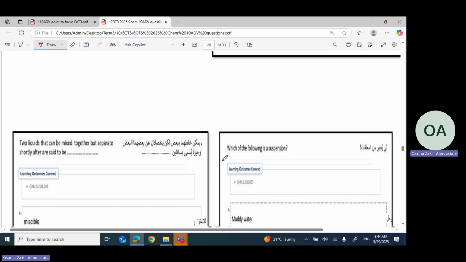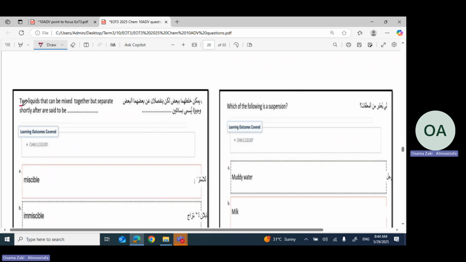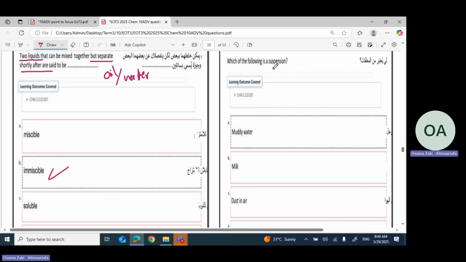Here, what do we have? We have two liquids. They can be mixed together, but they separate, like oil and water. You can mix oil and water together, but they will separate. So this is what immiscible means.